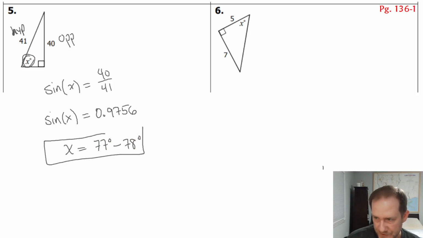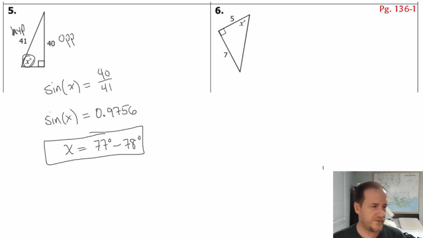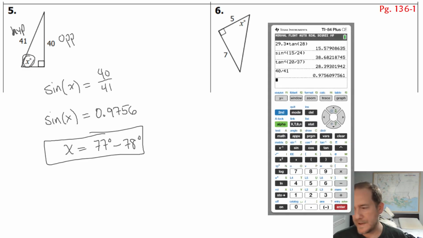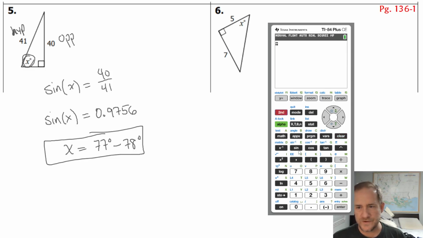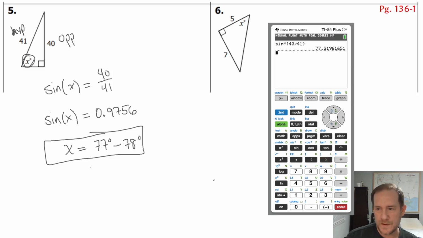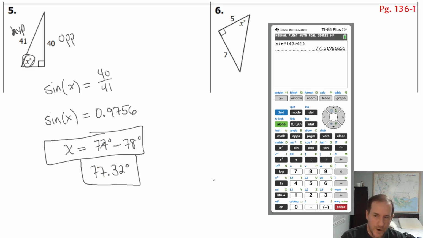And again, you could stop there if you wanted to, but since we have the technology, we should probably do better than that. Let's just check our calculator. I'll clear all this stuff out, and we're going to do inverse sine of 40 over 41. And we get a more precise answer. We get 77.32. And so that narrows it down even more. We're not just somewhere between 77 and 78 anymore. We know that we're right on 77.32. Okay?